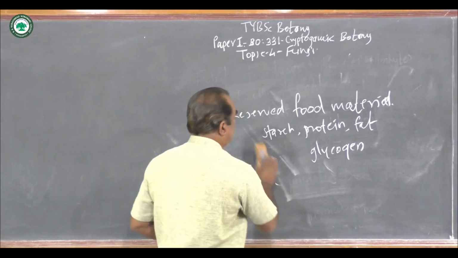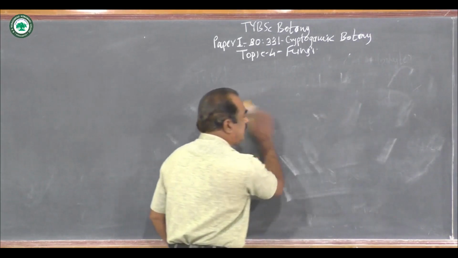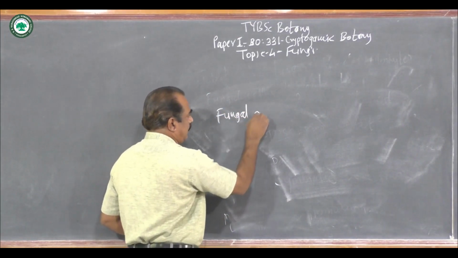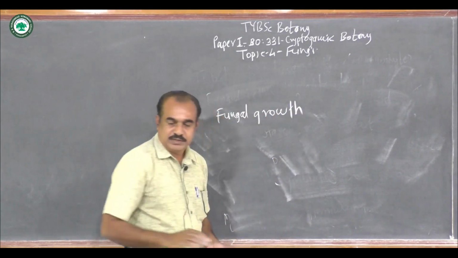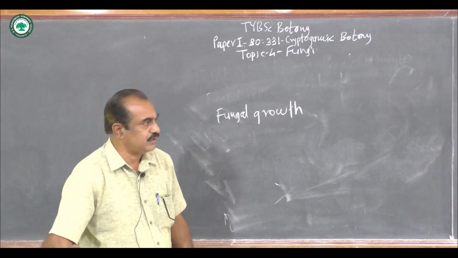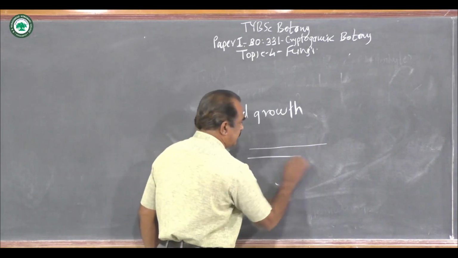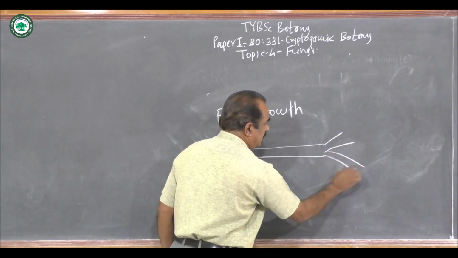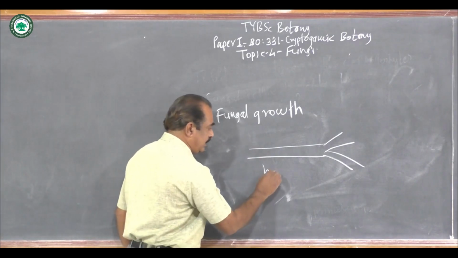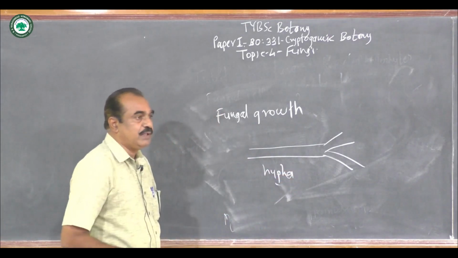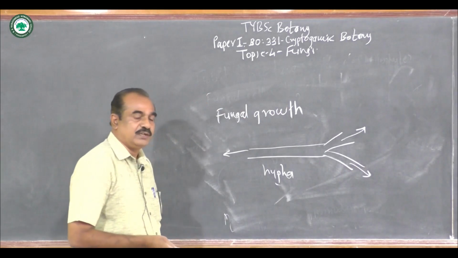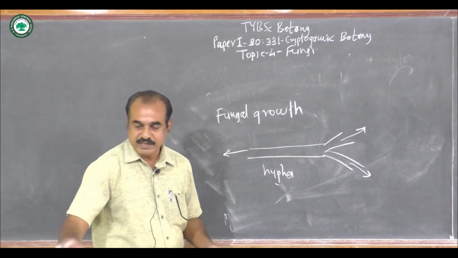Now the next character, that is the fungal growth. Generally a number of fungi are mycelial in type. Their body structure is mycelial, just like this. It is branched or unbranched. Now when it breaks into a number of fragments, each fragment is called a hypha. And this hypha, or the mycelium, continuously grows at its tip. So there is a continuous growth at the tip of the fungi or at the tip of the mycelia.